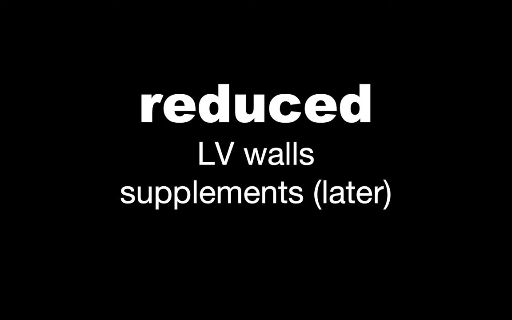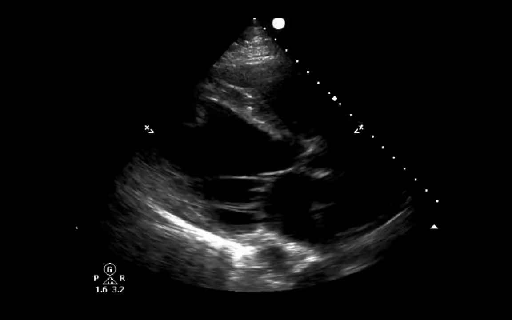At a later point, we'll talk about some of the supplemental tools, the lung ultrasound and the IVC assessment, and in the more advanced lecture, we'll talk about the E-point septal separation, or the EPSS, which is a more quantitative measurement of someone's ejection fraction.